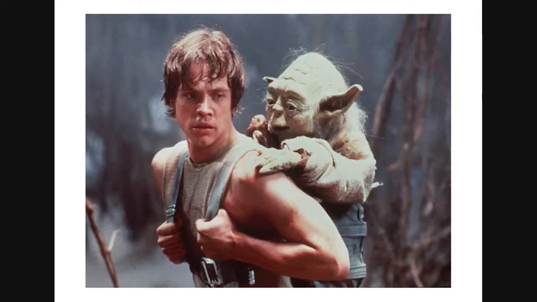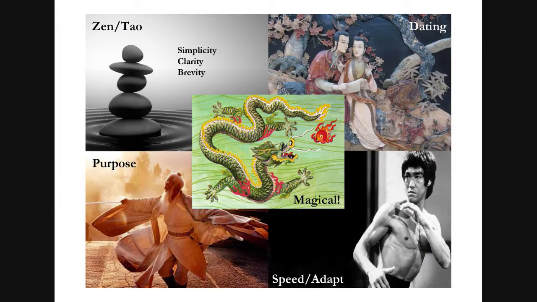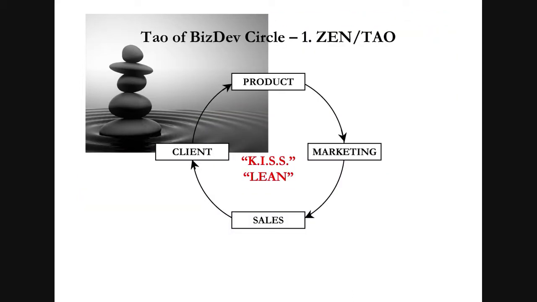So let's assume you're on the right side of the force. Let's now look at applying the 5 Tao of BizDev keys to the value circle. Let's look at applying the Zen Tao principle to the value circle. Keep it simple, stupid is the most important thing in a world of overload. KISS, or lean to be a bit more formal, needs to apply to the whole value chain.